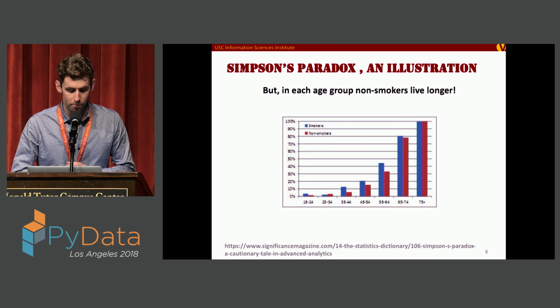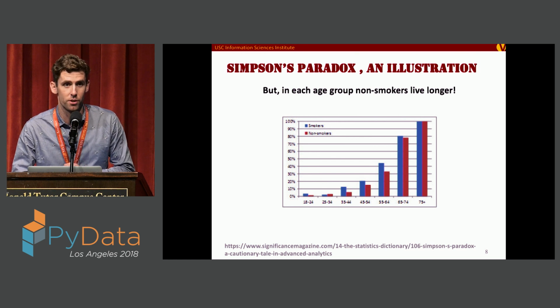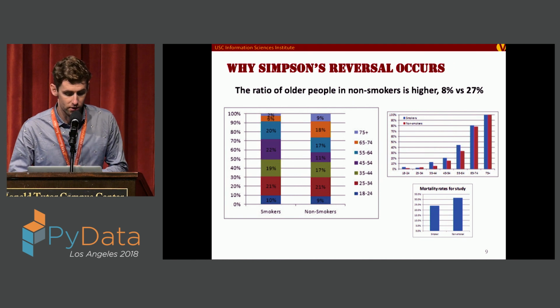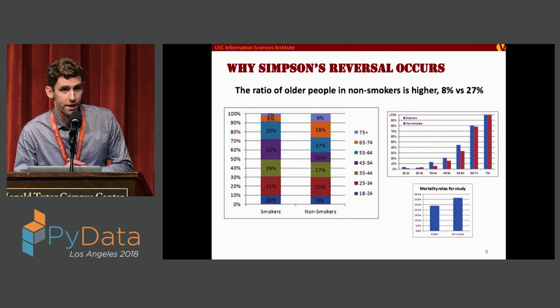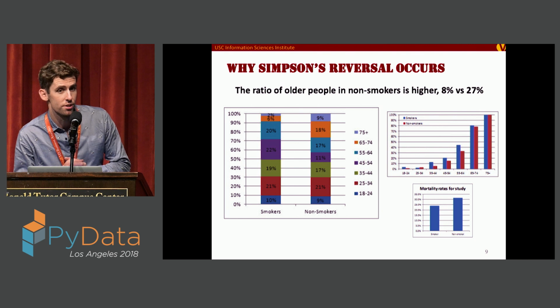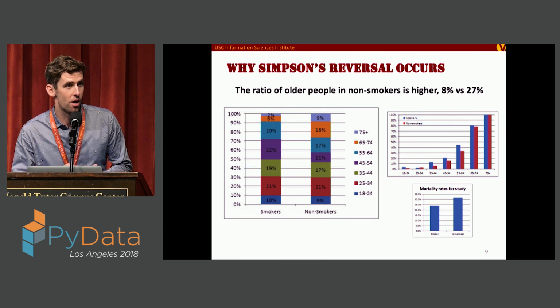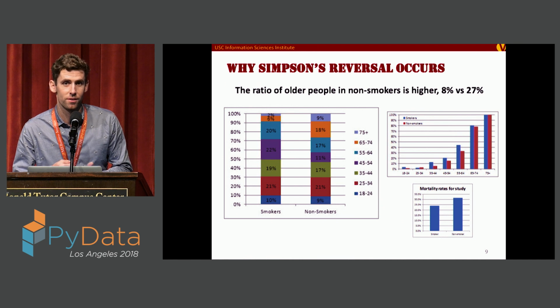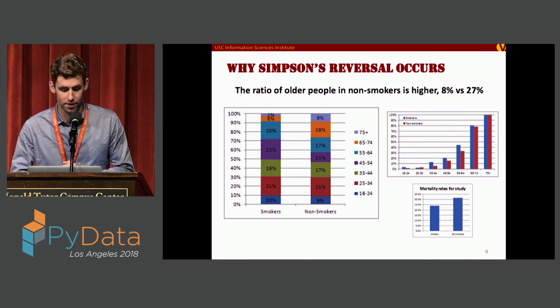So what's going on here? It's an effect caused by the way the data is distributed within the subgroups. Let's look at the percentage of the population for smokers versus non-smokers in each age bracket. For the smokers, only 8% are over the age of 65, whereas 27% of the non-smokers are over 65. Mortality rates are generally higher for older people. So the higher weighting towards older age groups makes the aggregate mortality rate larger.